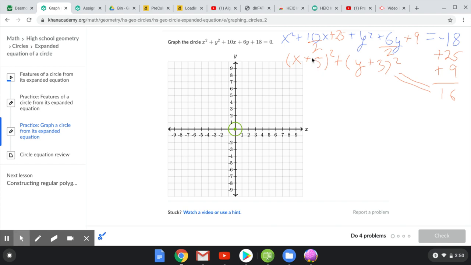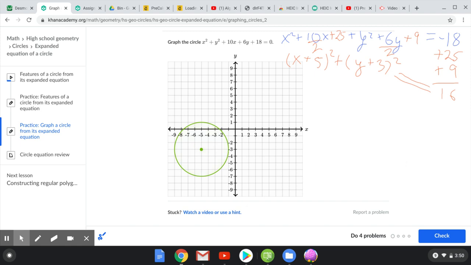So our center is at negative 5 and negative 3. And our radius is the square root of 16, so 4, right? Our radius is 4. So I go 2, 3, 4. And I'm done. I've graphed my circle.